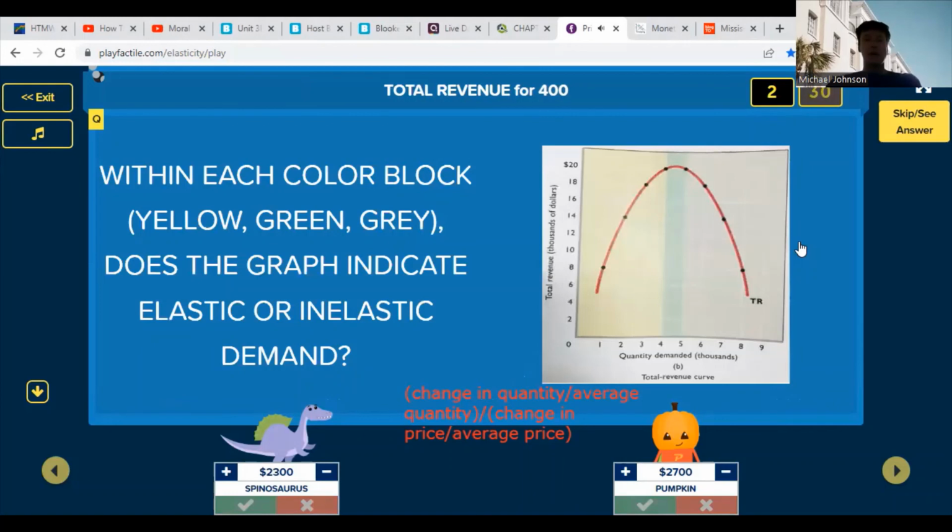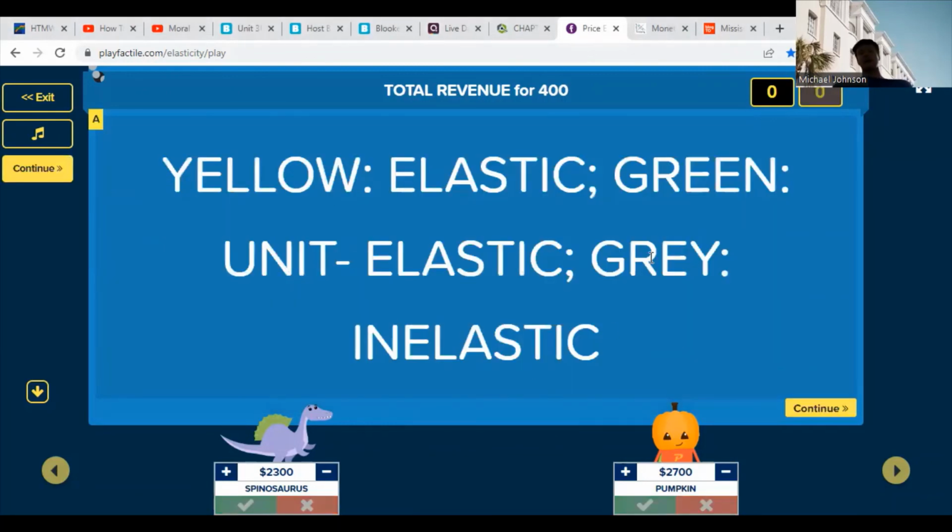Within each color block, yellow, green, gray, does the graph indicate elastic or inelastic demand? So it depends on the region. It'll be different in each one. So think about, is it elastic or inelastic in yellow? Is it elastic or inelastic in green, or unit elastic? And is it unit elastic, elastic, or inelastic in gray? So yellow is elastic, green is unit elastic, and gray is inelastic.